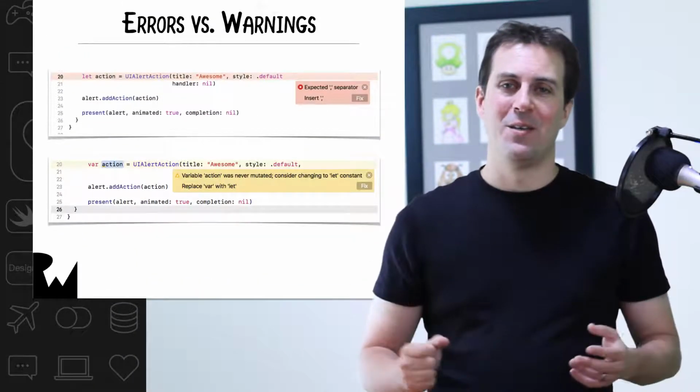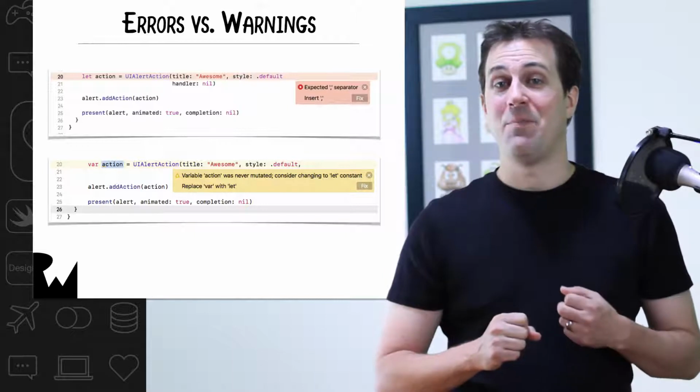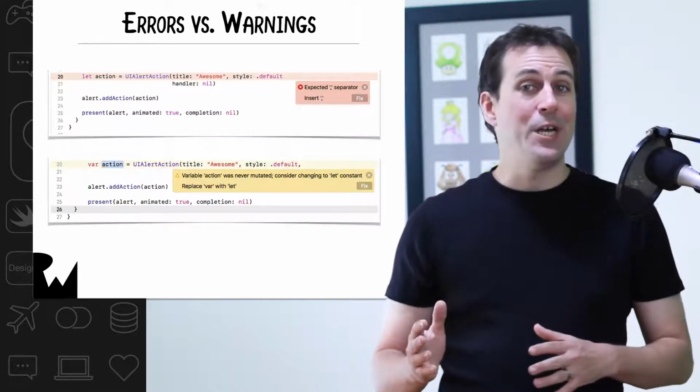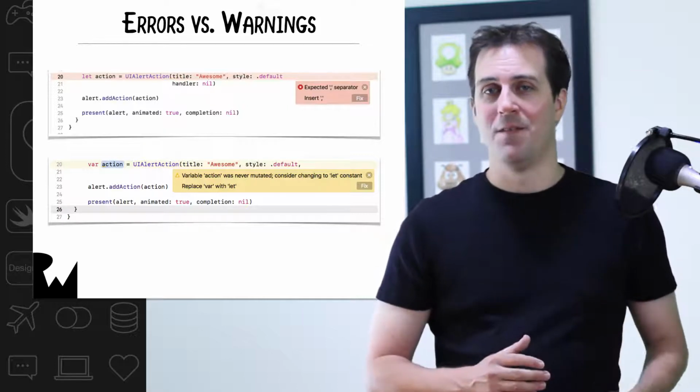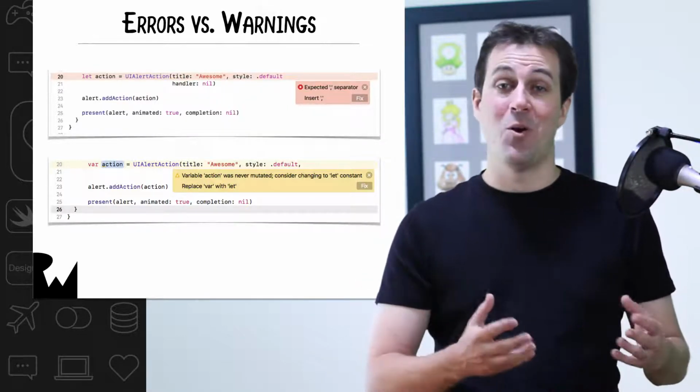Up until this point, we've been seeing errors from Xcode, which were in red. But you can also get warnings from Xcode, which are yellow. What's the difference? Well, errors are fatal. If you get a red error, that means the app will not run, and you have to fix it before you can proceed. Warnings, on the other hand, are just informative. Xcode is saying, well, you probably didn't mean to do this, but go ahead anyway.